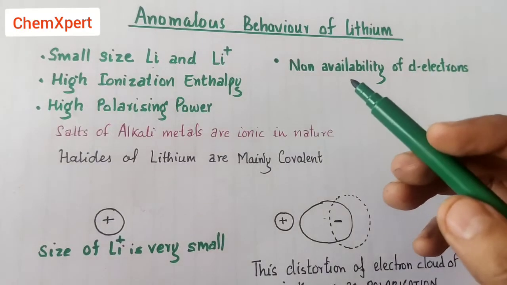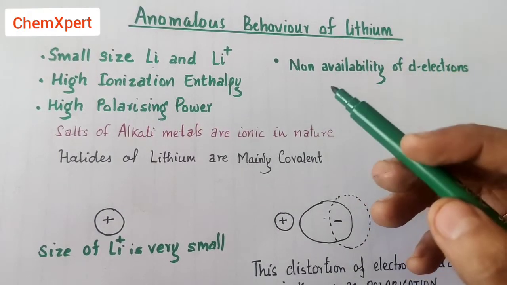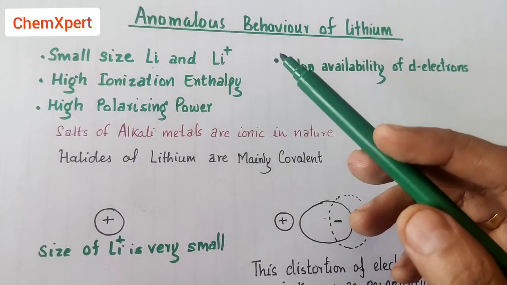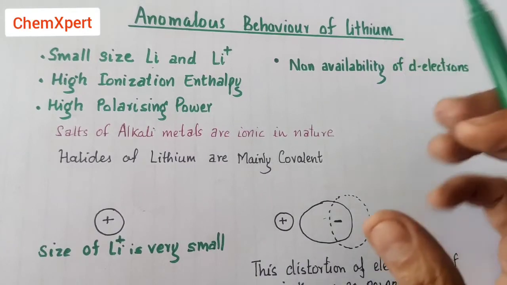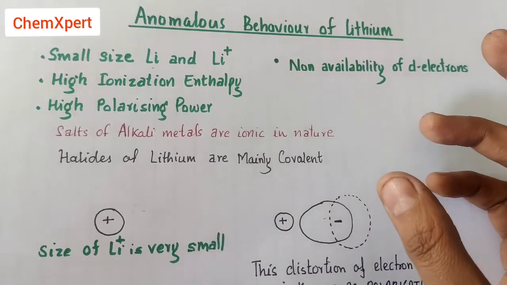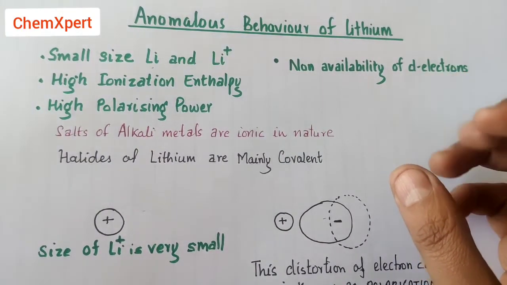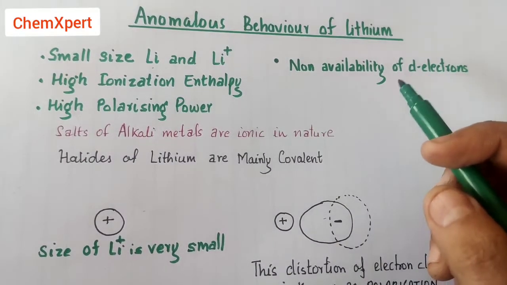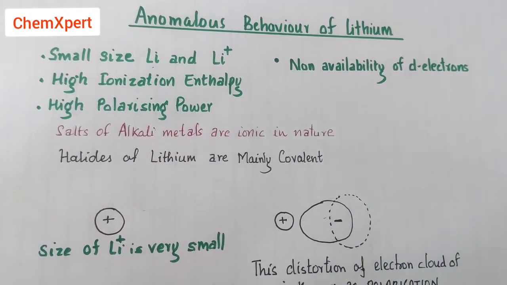And the last but important point is the non-availability of d electrons, or we can say the absence of d orbitals. In each case, whether it is alkali, alkaline earth or any group, all first members do not possess d orbitals, because they have only the second shell present, 2s and 2p. So because of the absence of d orbitals or d electrons, many properties are not shown by them which are generally shown by other group members.